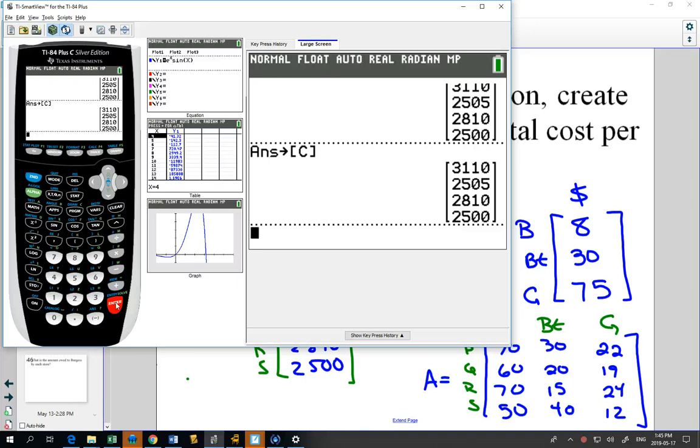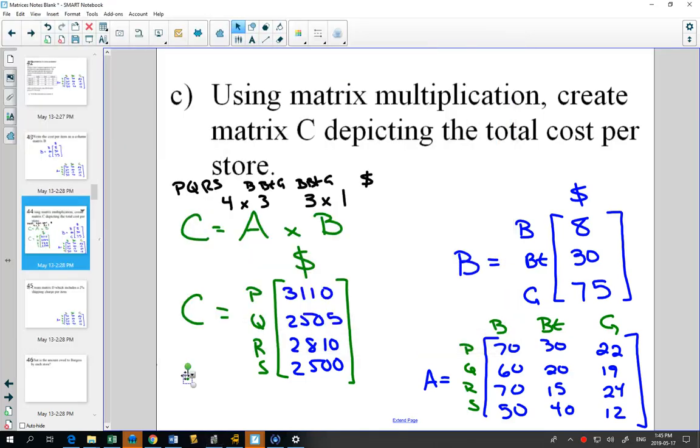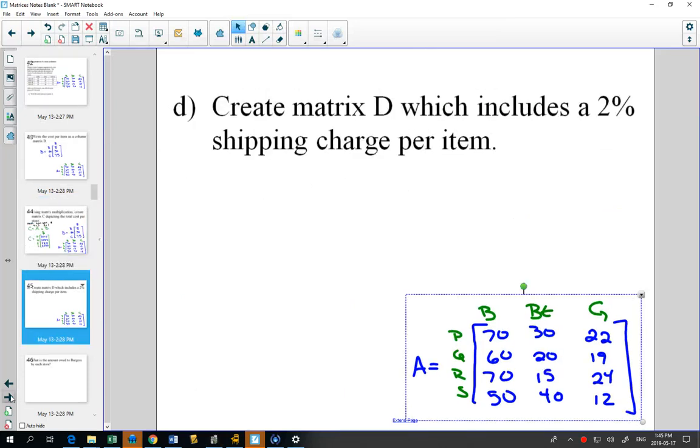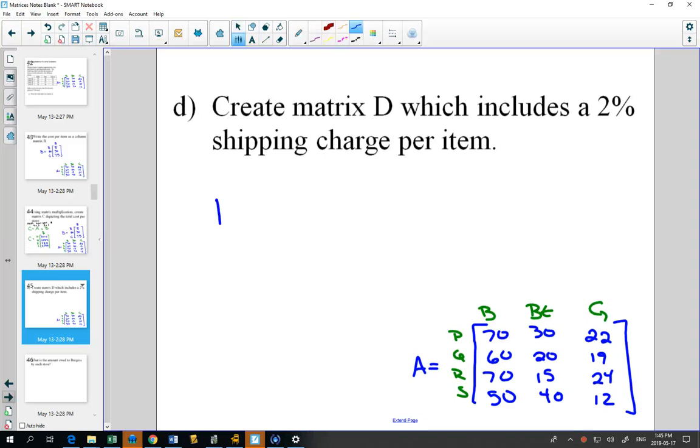Nice. Especially because now we might need to figure out some other things in part D. A 2% shipping charge. Okay, matrix D has a 2% shipping charge on top of matrix C. Matrix C was how much they had to each pay, and now you have to add 2%.